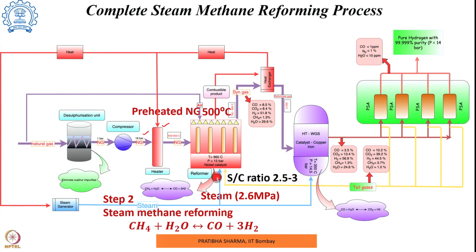These are fed into the primary reformer or the main reformer unit, which is the steam methane reformer. Now both the preheated natural gas along with steam enter into the reformer tubes, wherein there is a catalyst bed containing nickel on alumina, and the reforming reaction takes place, methane reacting with steam to give syngas.